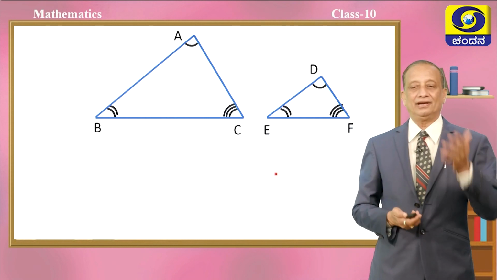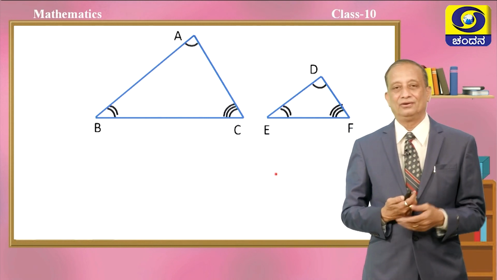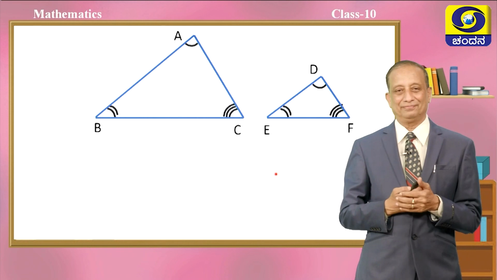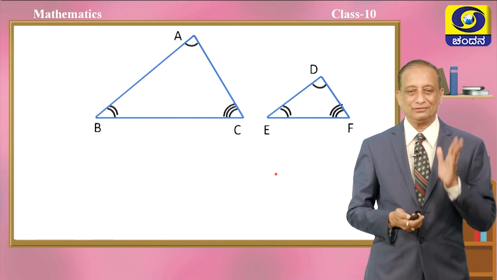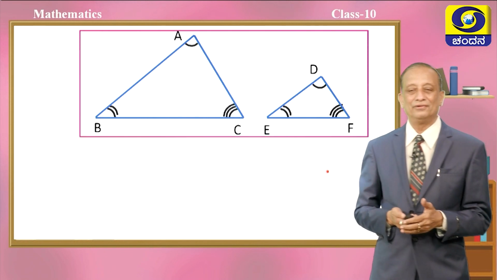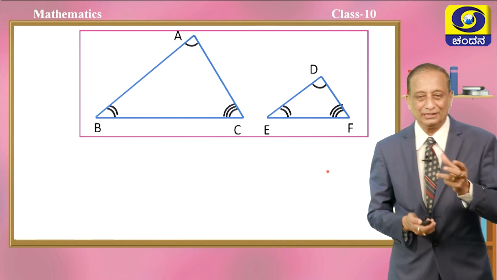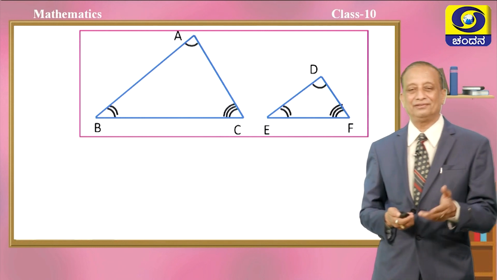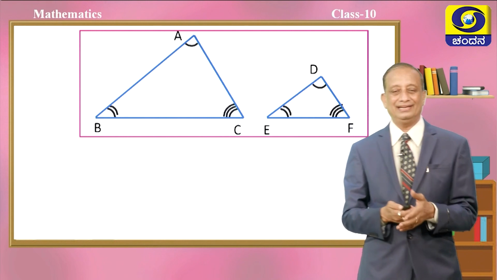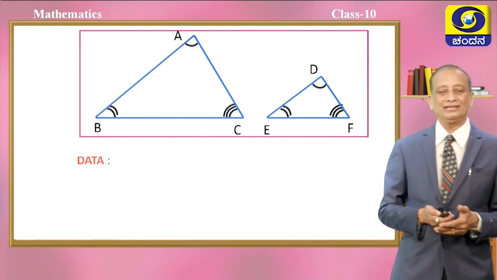Okay. Children, we have drawn the figure. Once we have drawn the figure, what is the next step? We have to write the data, meaning whatever is given in the theorem we have to write. Before that you can put an outline like this for the figure, so that it will look very elegant. Okay. Now, what is the data, children?